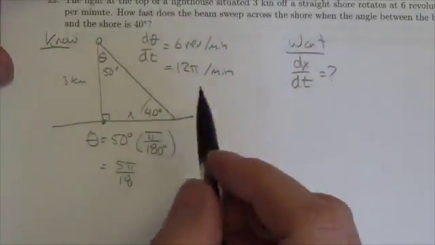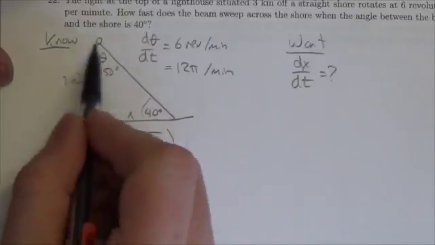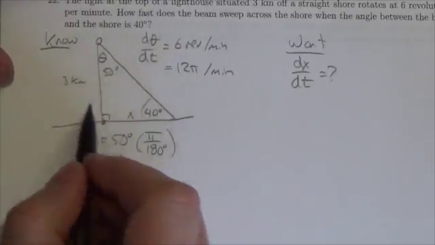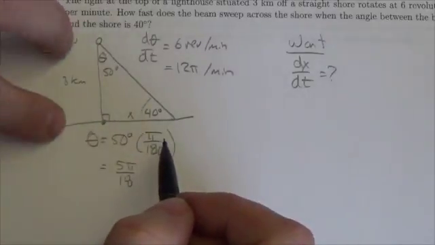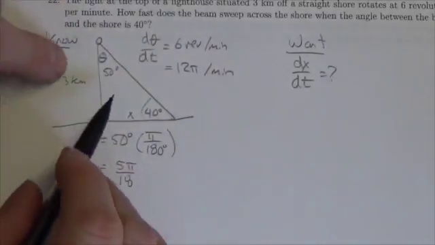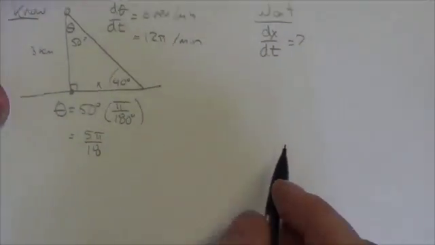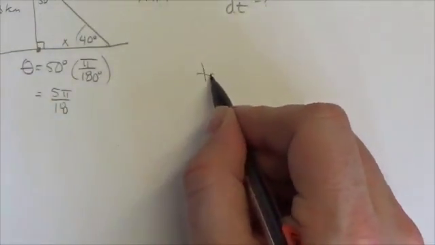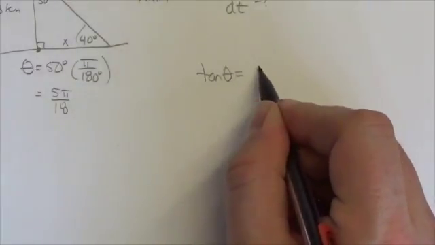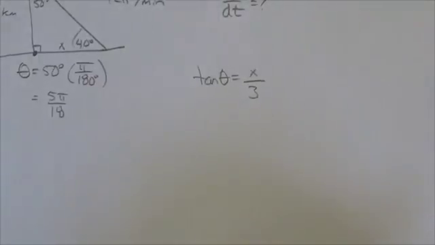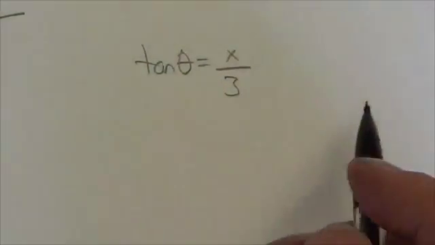Okay, so let's take a look at this. This is the theta that I'm interested in. Here's the x. This is the variable that I'm interested in. And then I've got this constant here, 3. Well, what trig function relates those three? And the answer is it's going to be tangent. So the tangent of theta is going to be x over 3. Okay, let's zoom in a little bit here. Tangent of theta is going to be x over 3.